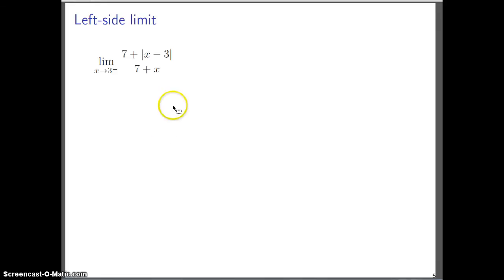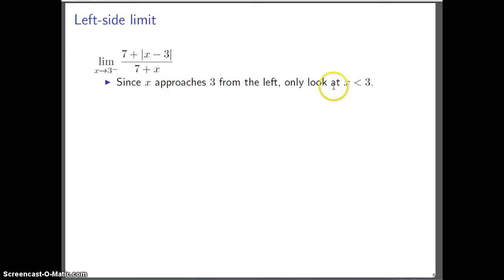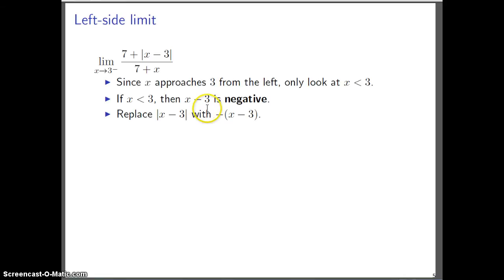Now what about the left side? Let's look at the same function again, the original function with the absolute value, but now approaching 3 from the left. Since x approaches 3 from the left, we're only considering when x is smaller than 3, and if x is a number smaller than 3, then x minus 3 is negative. Because you have a number smaller than 3, and you subtract the bigger thing, 3, you're looking at a negative number. And the point is this: replace the absolute value of x minus 3 with negative the quantity x minus 3. And this is really the whole point of that previous video that I want you to watch.